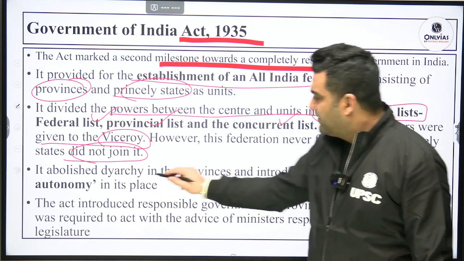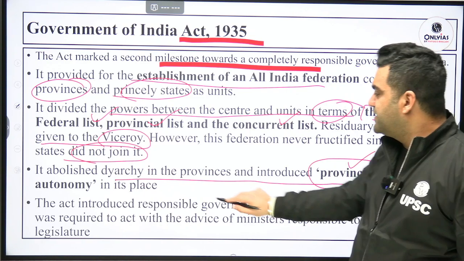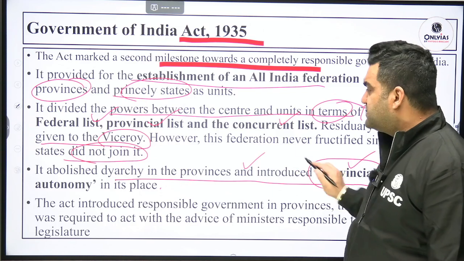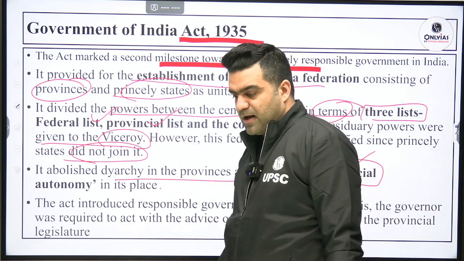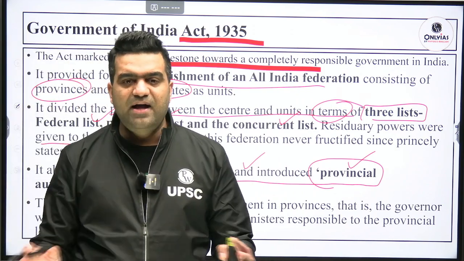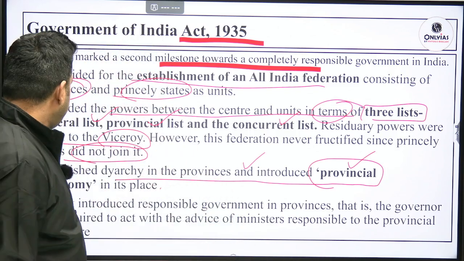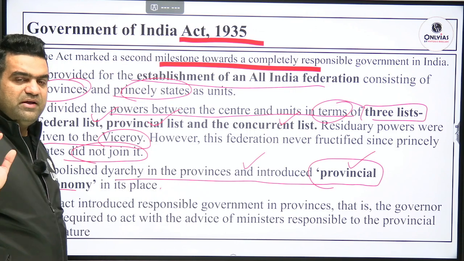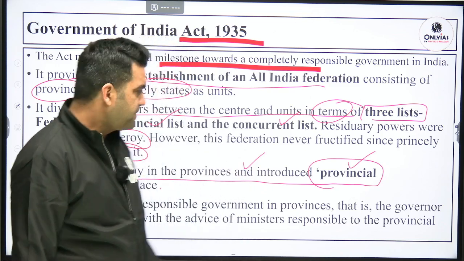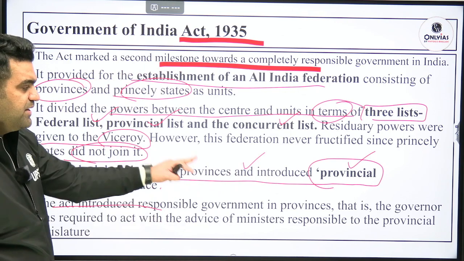Done. It abolished diarchy in provinces and introduced provincial autonomy in its place. Diarchy means transferred subjects and reserved subjects. That kind of a division of subjects was done away with, and provincial autonomy came. That means autonomy will be given to the states for the subjects that are kept in the state list. Provincial subjects. The Act introduced responsible government in provinces.